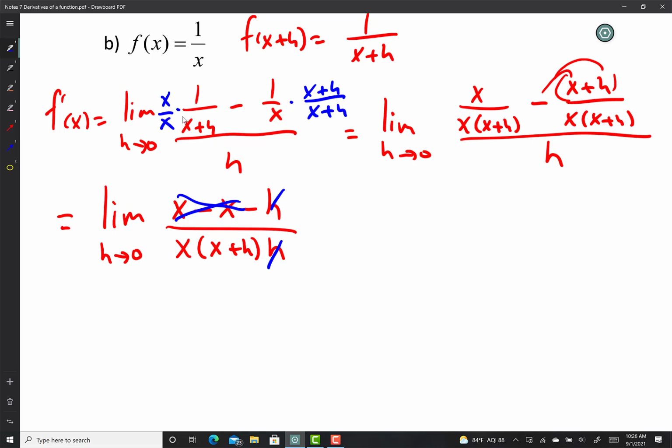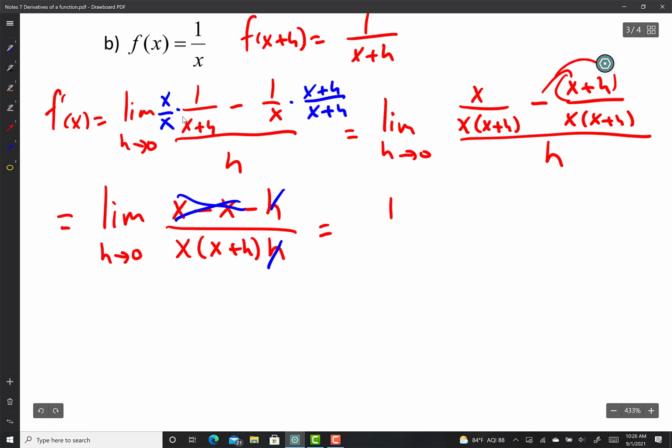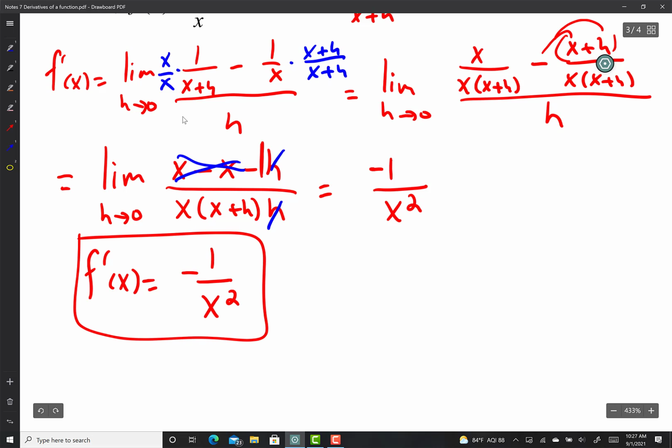And h is approaching what? 0. So here's what I have. I have a positive 1 in the top. Oh, negative 1. Yes, thank you. Negative 1 from right there. And then h is approaching 0. So what is x times x? There it is, a negative 1 over x squared. So I'm going to write f prime of x: my derivative of 1 over x is negative 1 over x squared. I was testing you guys about that negative. No, I wasn't. It just happened.